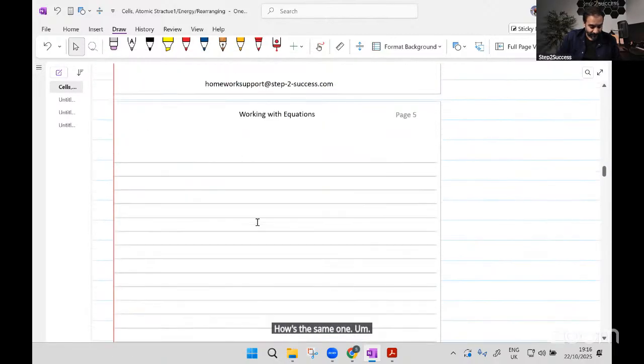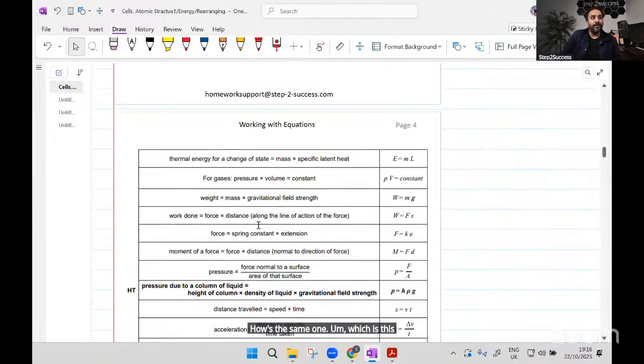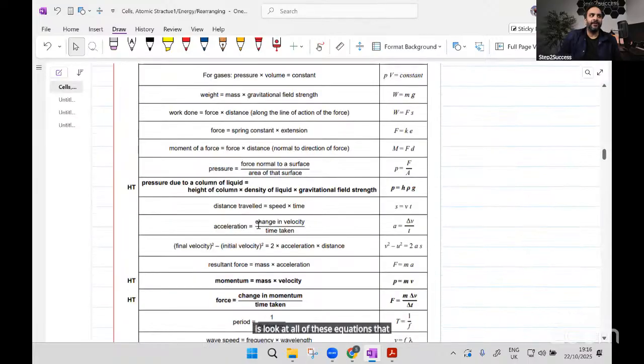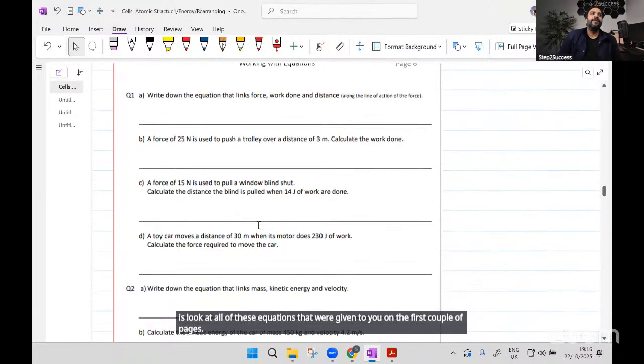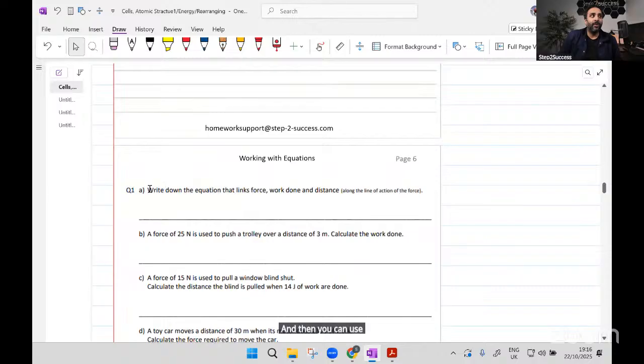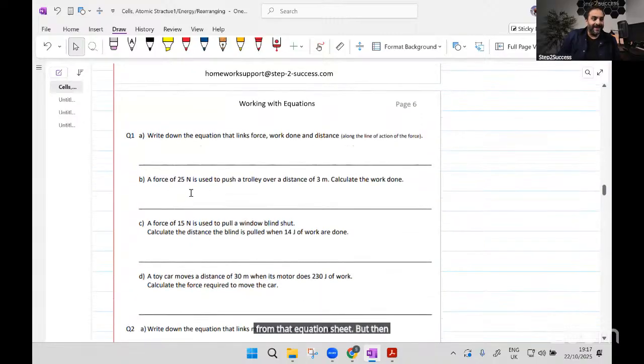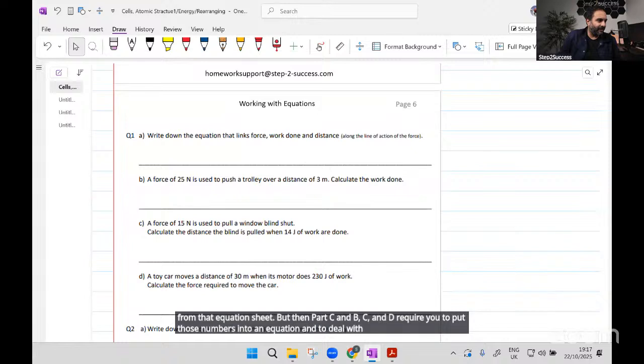which is this document. As a reminder, what you were supposed to do with this document is look at all of these equations that are given to you on the first couple of pages, and then you can use those to answer all of the part A's because it just means looking for the equation from that equation sheet. But then parts B, C, and D require you to put those numbers into an equation and deal with it like that.